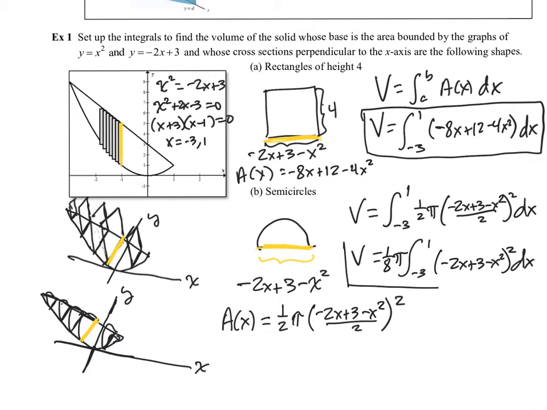So this would be the integral that would give us the volume of this solid, the solid that has this shape for its base, and its known cross sections are semicircles.